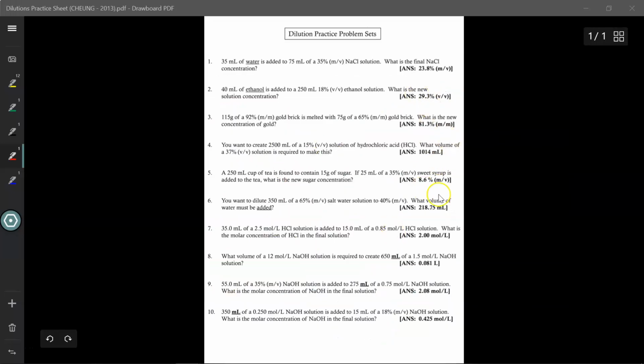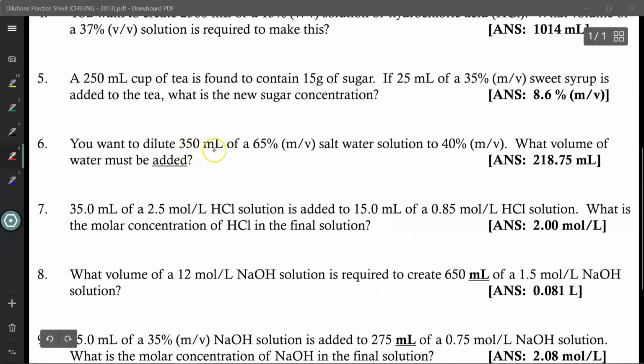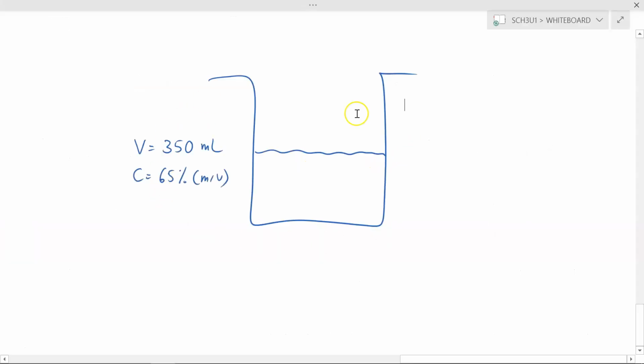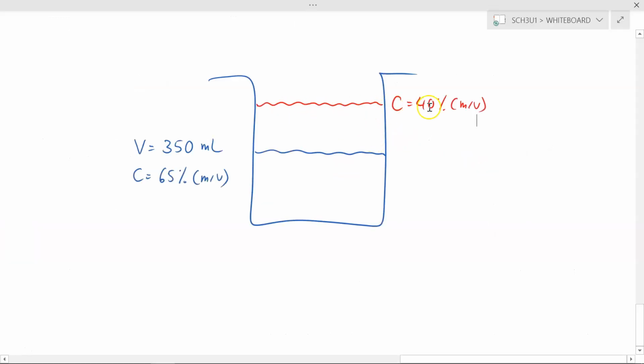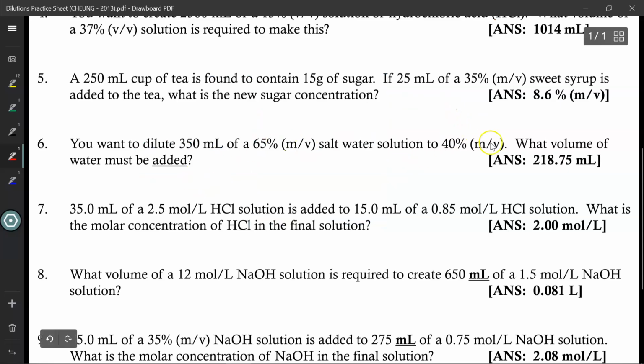Alright, so here are some practice questions for you to play with. Make sure you're doing them properly and check your answers against these. But let's try question 6 together. So, I have a 350 milliliter, 65% M/V saltwater solution. So I'm just going to draw a little picture. Here's what it currently is, 350 milliliters, 65% M/V. What I want to do is dilute this solution until it becomes 40% M/V. So I want to add water until it becomes 40% M/V, so less concentrated than it is right now. So the question is, what volume of water must be added to do this?